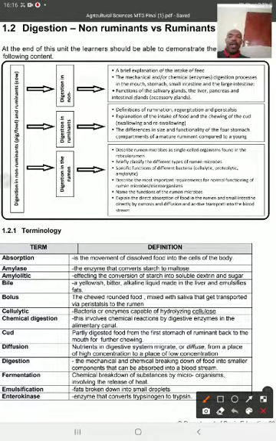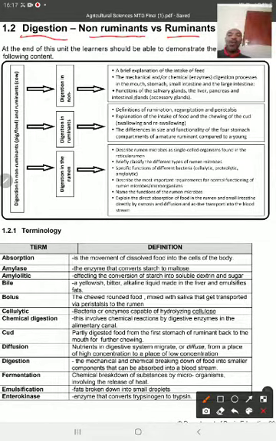Today we're gonna look at lesson number 2, that is digestion in non-ruminants versus ruminants. I hope you managed to download the first lesson on alimentary canals and that you were able to watch it over and over again. That's the beauty of it. You download it once and then you can watch it as many times as possible until you get a clearer understanding. And now we're going to look at digestion.